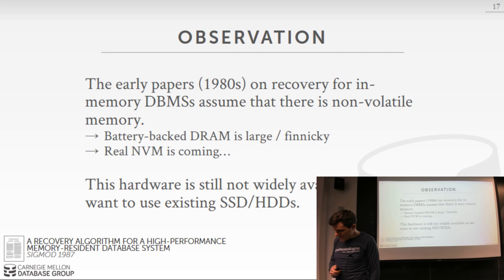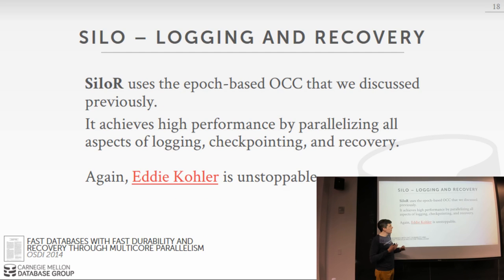All right, so Silo. Silo R is the persistent or recoverable version of the Silo system we read before. The reason why I had you read the Silo paper for their OCC implementation versus the Hekaton one, although I like both papers, is that I want you to read the Silo R paper, because I think that's a state-of-the-art implementation of doing logging and recovery. To understand Silo R, you need to understand Silo. That's why I had you read both papers. The key idea out of Silo R is that they're going to get really high performance for writing out log records by parallelizing as much as possible.